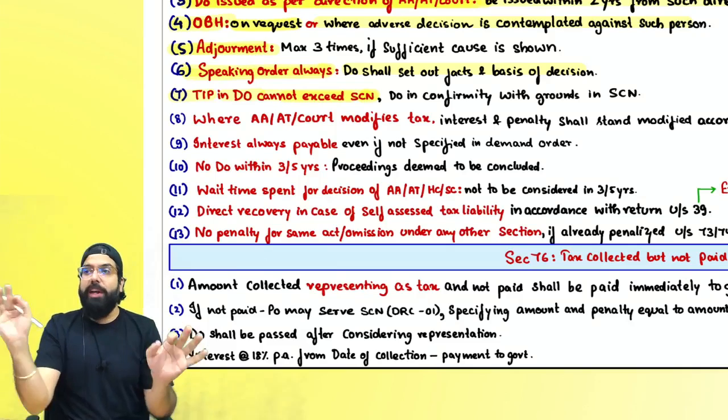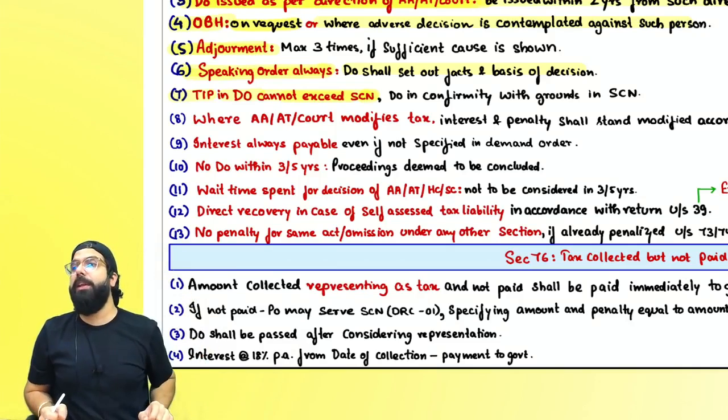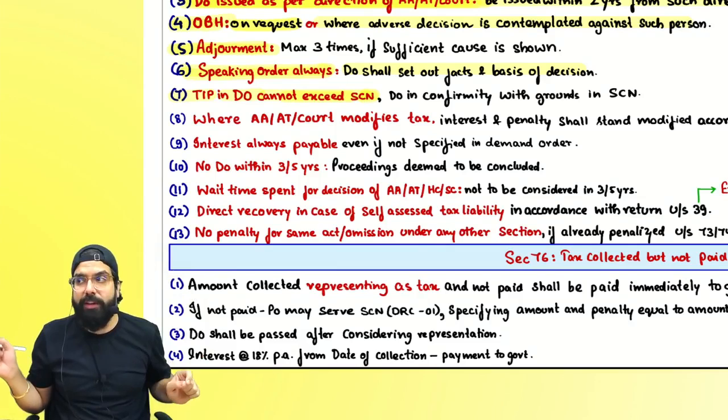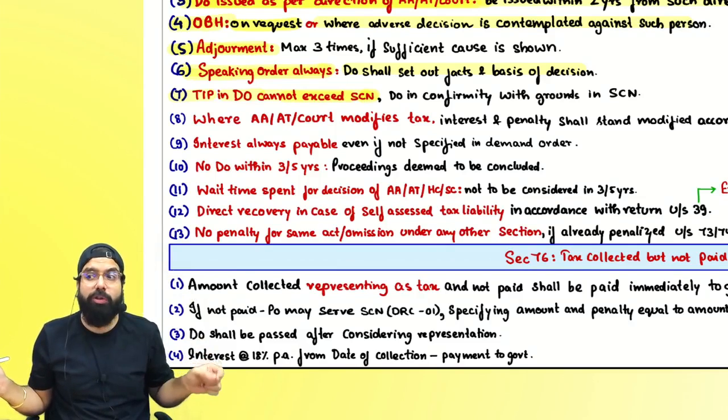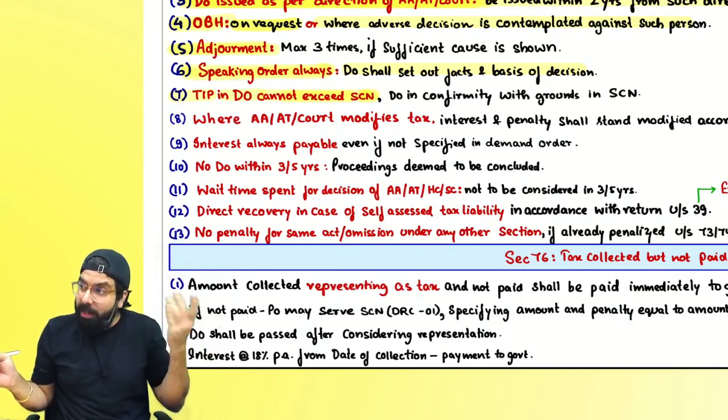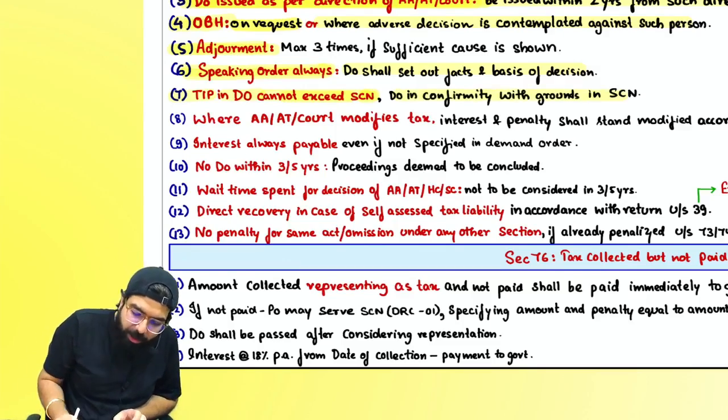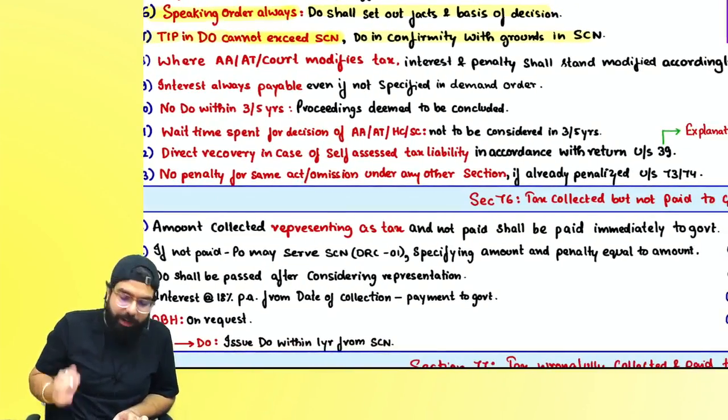It has to be either in conformity or it can be a little less. Whatever ground is told in the show cause notice, the same ground has to be there in the demand order. In the show cause notice if they said tax not paid, the demand order should also be raised on the basis of tax not paid. Remember always, the demand order should always be in conformity with the grounds in the show cause notice.